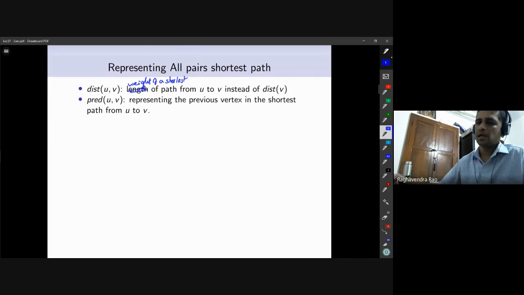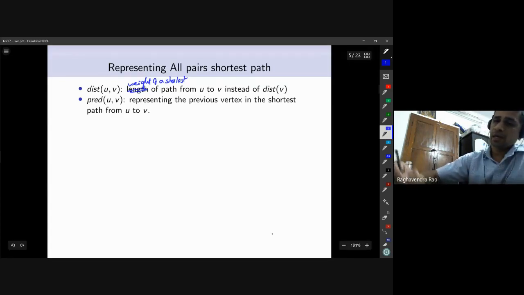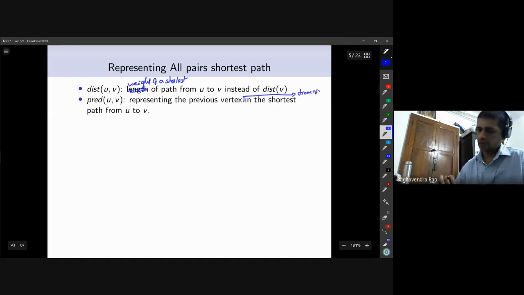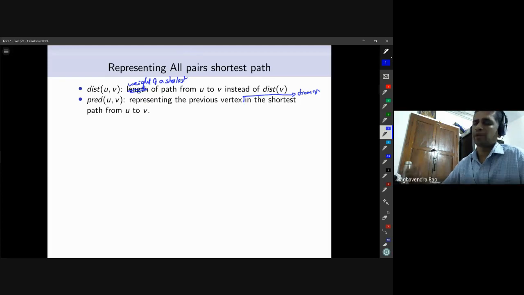And similarly, for the predecessor relationship, we can just have two parameters. Pred uv is basically the previous vertex in the shortest path from u to v, so the previous vertex before v. Okay, so this basically solves the issue of representing these paths.